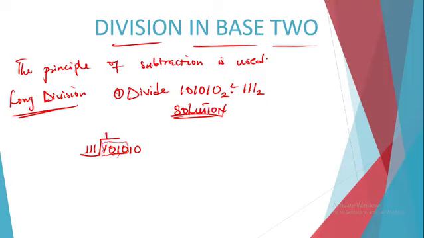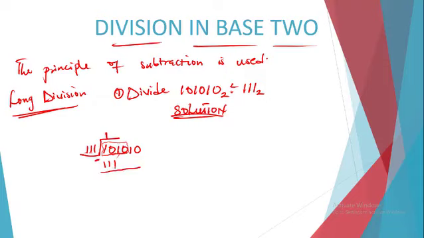Okay, so 1 times 111 will give us what? 111. Is that correct? So we bring it down, and when we bring it down, we draw our line. We subtract 111 from 1010. Okay, so let us start.